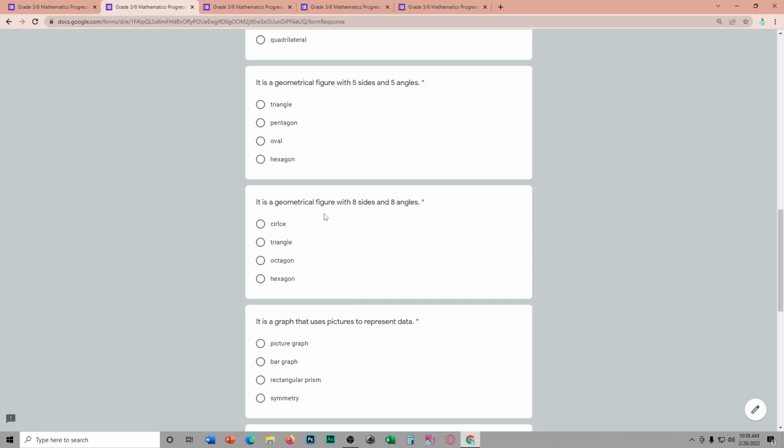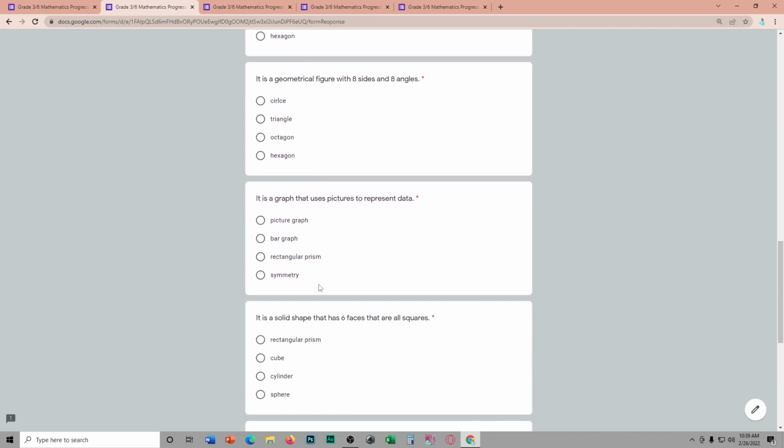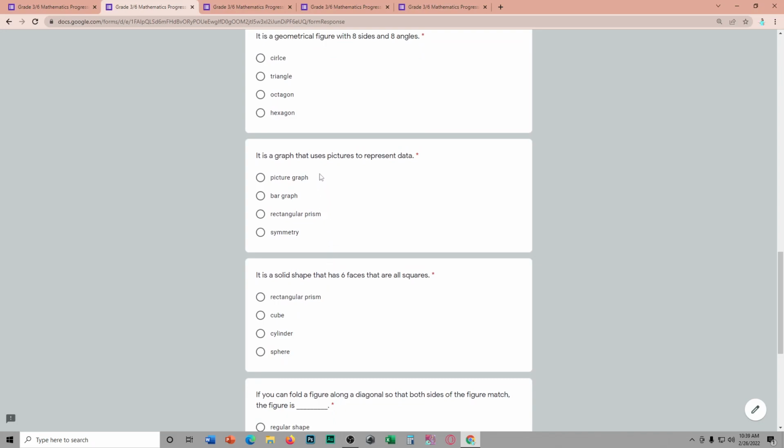It is a geometrical figure with 8 sides and 8 angles. Circle, triangle, octagon, hexagon. It is a graph that uses pictures to represent data. Picture graph, bar graph, rectangular prism, symmetry.